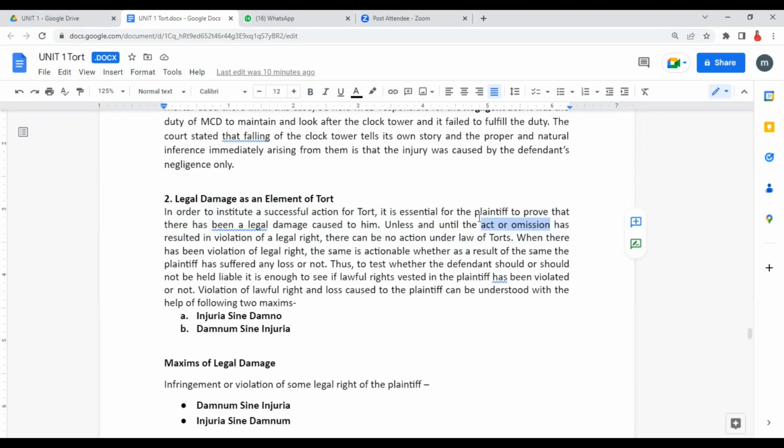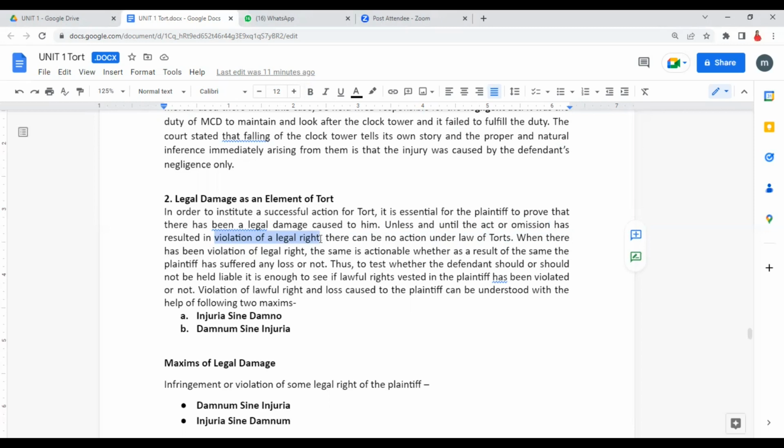So what is legal damage? Legal damage means violation of a legal right. As in, you might not have suffered loss in terms of money, physical injury, harm to reputation, or something like that. You might not have suffered loss which you can show or prove. But what is important is your legal right is violated.